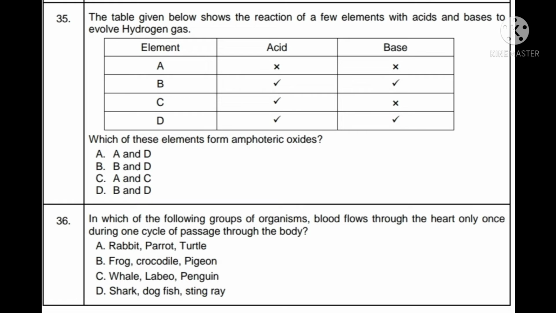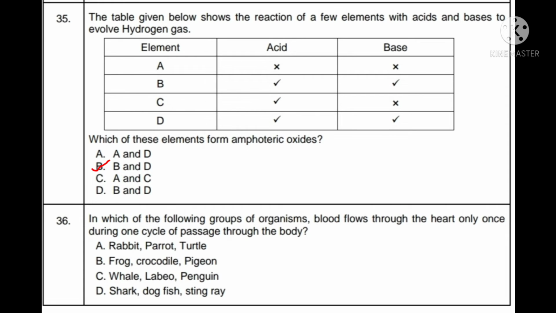Question number 35. The table given below shows the reaction of a few elements with acids and bases to evolve hydrogen gas. Which of these elements form amphoteric oxide? Here the correct answer is option B, B and D. The elements B and D react with both acids and bases to evolve hydrogen gas.